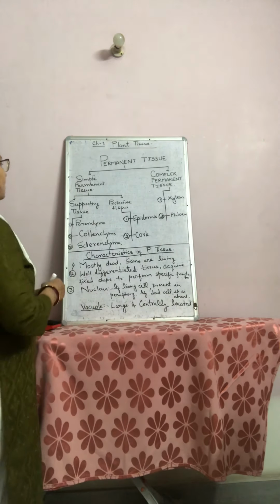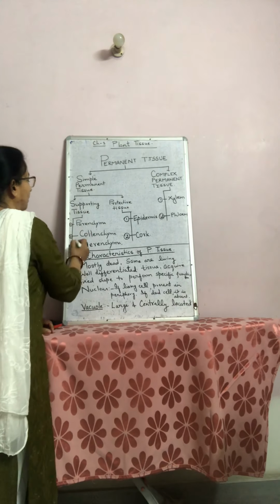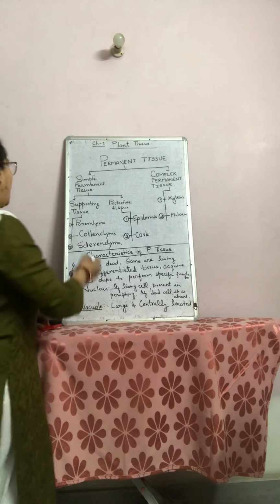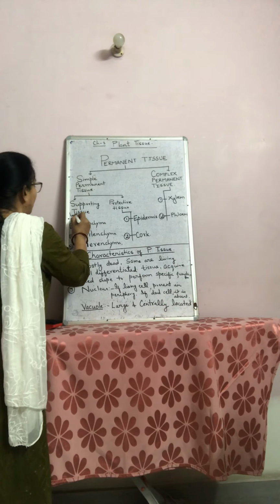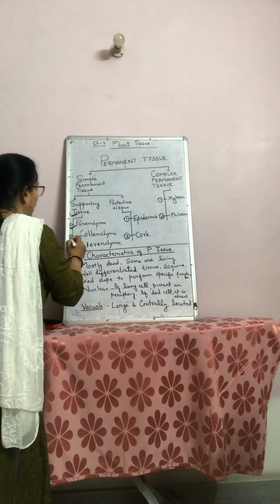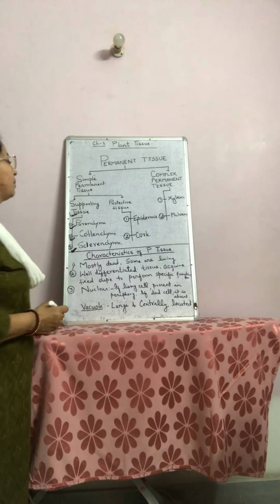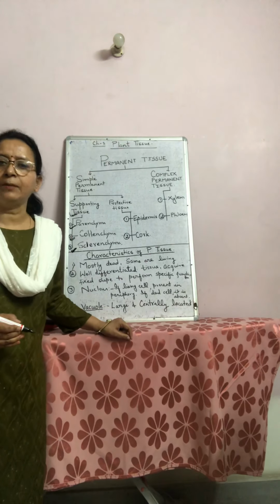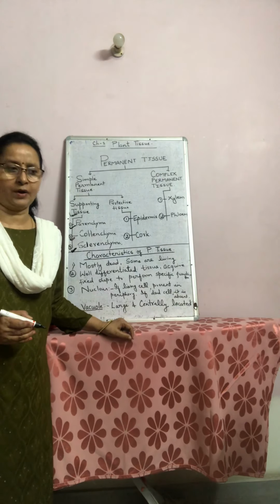Now we will start, one by one, each type of permanent tissue. I am starting supporting tissue. Supporting tissue: parenchyma, collenchyma and sclerenchyma. These three are supporting tissue. That means they provide mechanical support to the plant body.